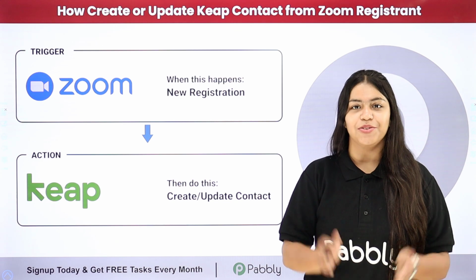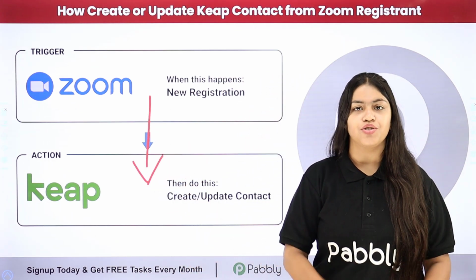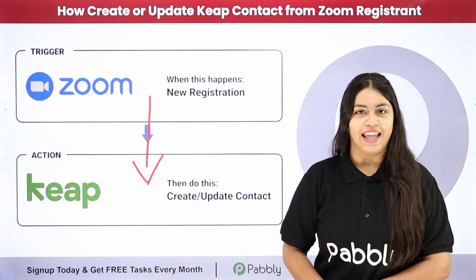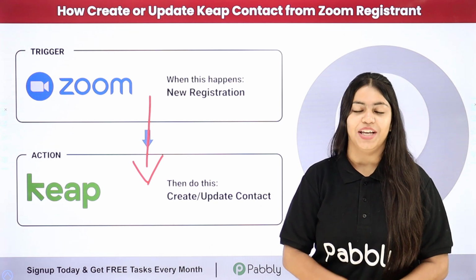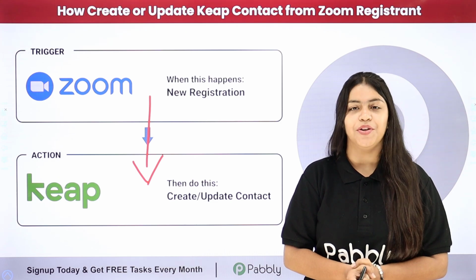So to do this, we are going to create a connection between Zoom and Keap. To create this connection without knowing any programming or coding language, we are going to use Pabbly Connect. It is an amazing automation software. So do you also wish to learn this process step by step? Then let me take you to my computer screen.